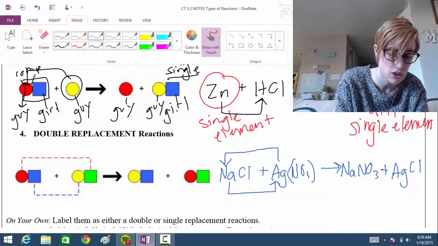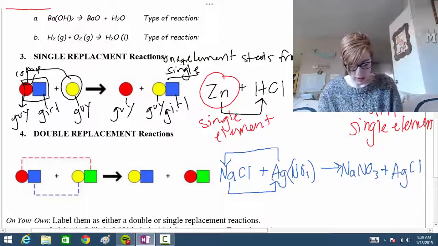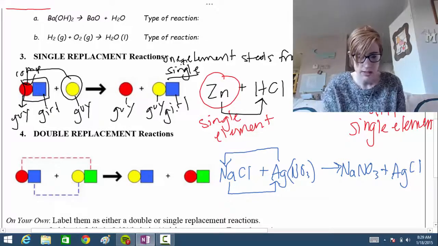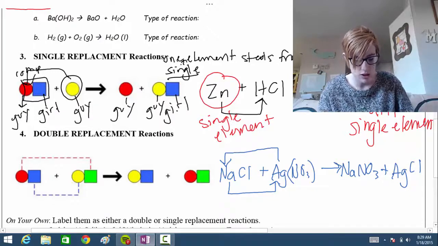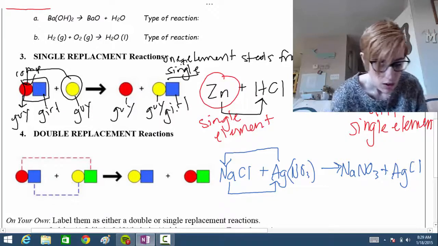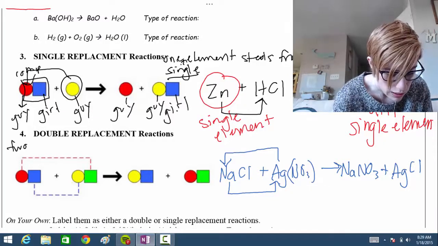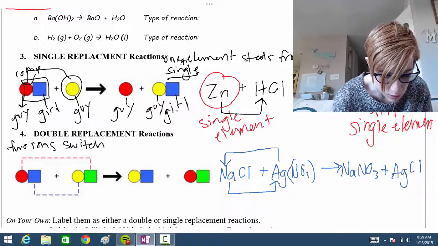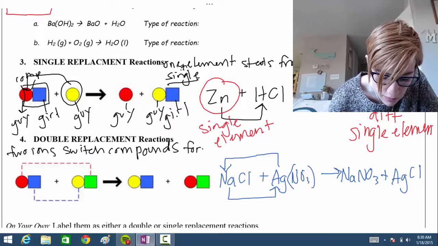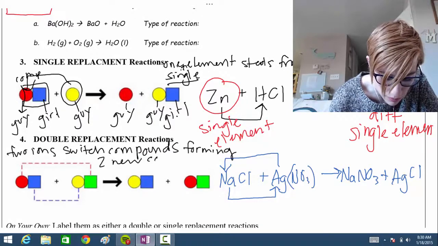That means we have basically two things replacing. So the key to this one, oh, I didn't even write the definition. What am I doing, y'all? Okay, double replacement reaction, here's your definition. Two ions or two elements switch, forming two new compounds.